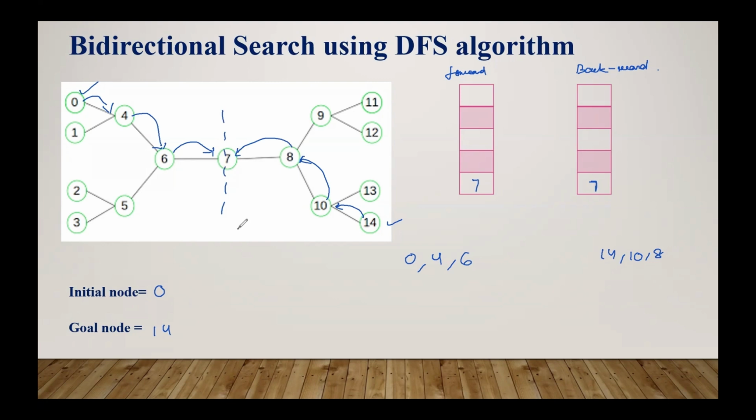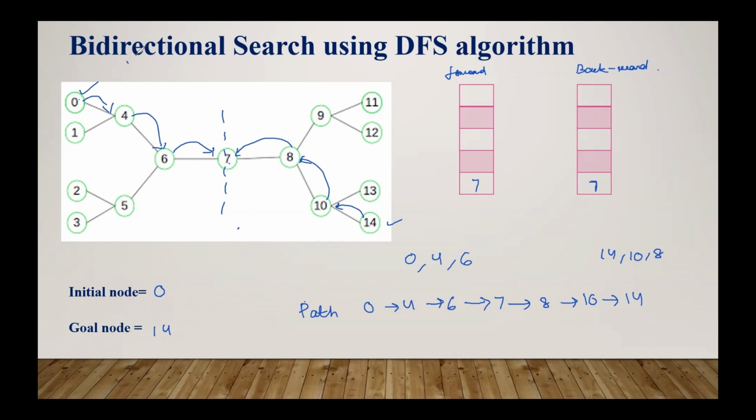So once we got the intersection point, we have to find out the path. The optimal path is from the forward direction, from the start node to the intersection point. 7 is the intersection point. So the path here is 0 to 4, 4 to 6, 6 to 7. Then from the intersection point to the goal node: 8, then 10, then 14. So this is the way the implementation is going to work.